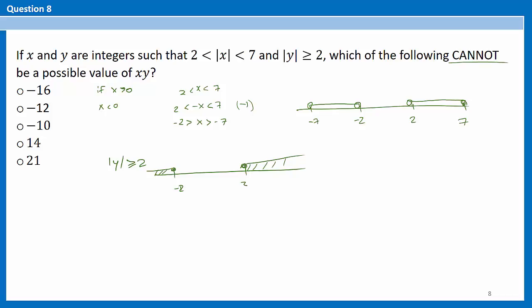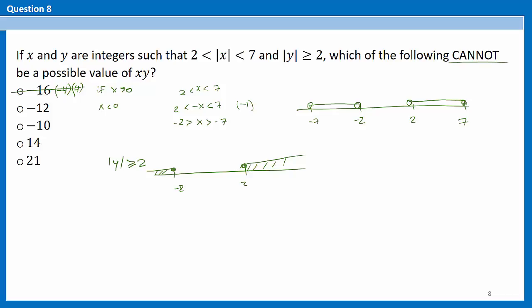Okay, so let's go with option number 1, -16. Can we get a -16 from these numbers? I'm looking at this area. Maybe we can get a -4 from the first area. From the second one, I can get a 4. That's possible, yes. Okay, so it can be. I'm gonna take this one out.